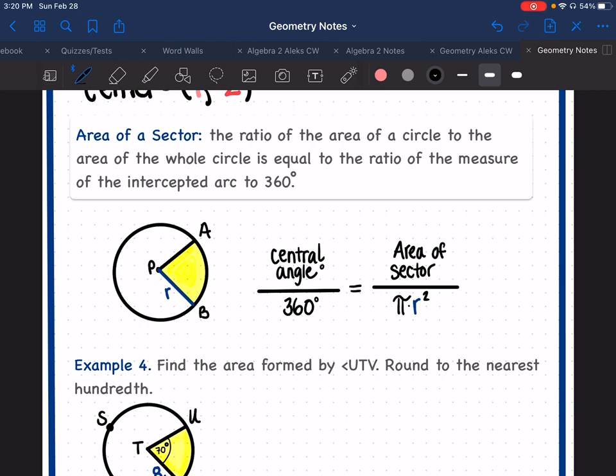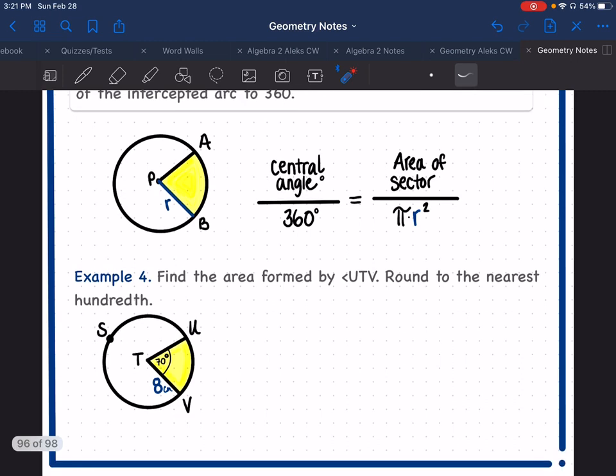So just like arc length, to find this shaded yellow area, I can make a ratio, which means I can cross multiply. I'm going to divide my central angle, this angle right here at P, by the total degrees in a circle, which is 360. Notice that this first fraction needs to contain degrees over degrees. To find the area of the sector, the yellow shaded part, I'm going to divide by the area of the whole circle, which is pi times r squared.